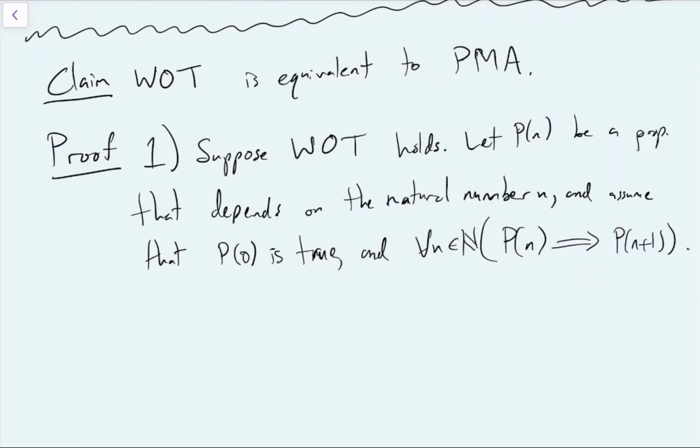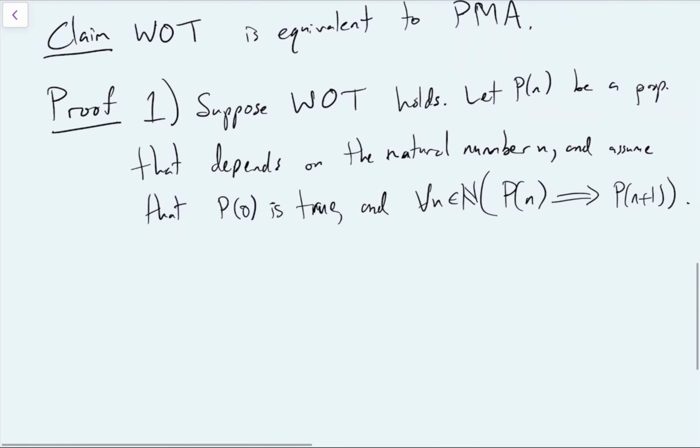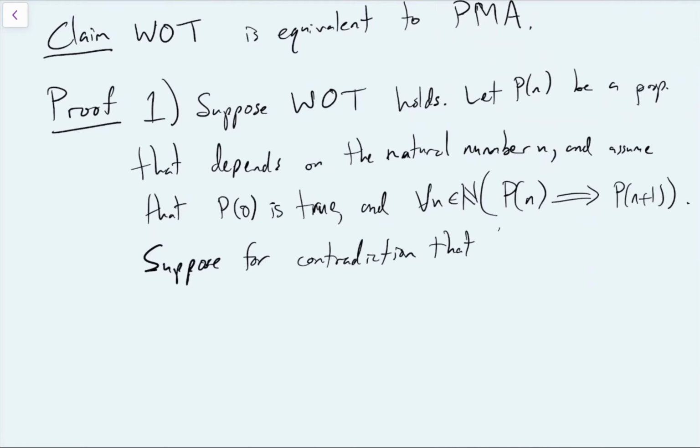So how am I going to do this? I'm actually going to do it by contradiction. I'm going to suppose for contradiction that the statement "for all natural numbers n, P of n is true" is false. Because that's the statement I want to deduce. I want to deduce the statement that for all natural numbers n, P of n is true. So I'm going to suppose for contradiction that that's false, and eventually I'm going to derive a contradiction.